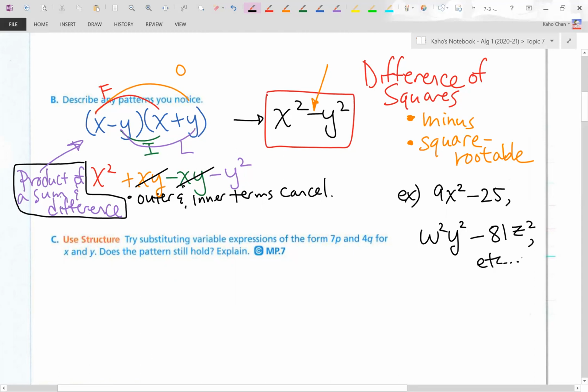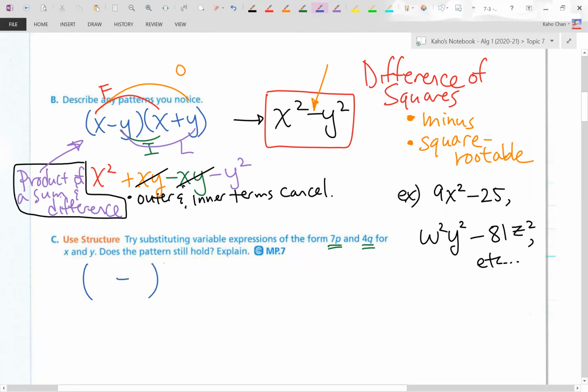When you see that, that means it has a special pattern from where it came from. You can multiply together x minus y times x plus y. Okay? So let's pick something up here with the use of structure. We have 7p and 4q. Try substituting variable expressions of the form 7p and 4q for x and y. So let's do that from above.